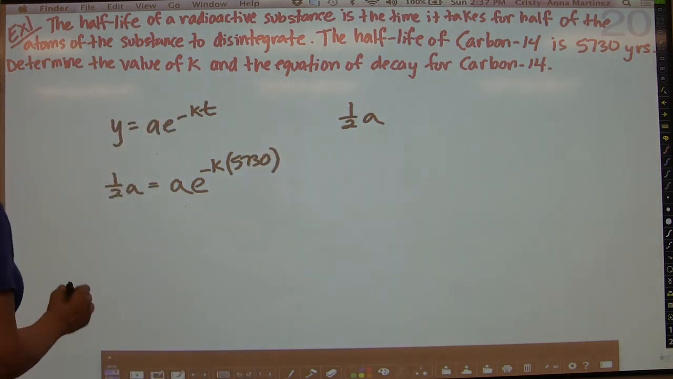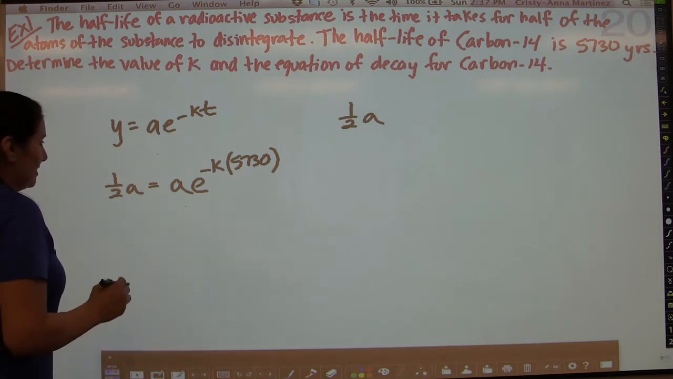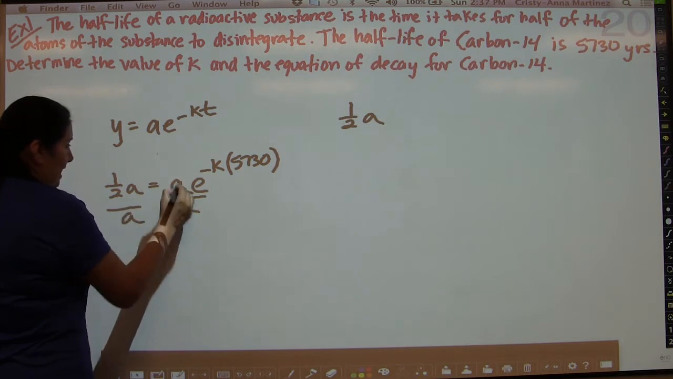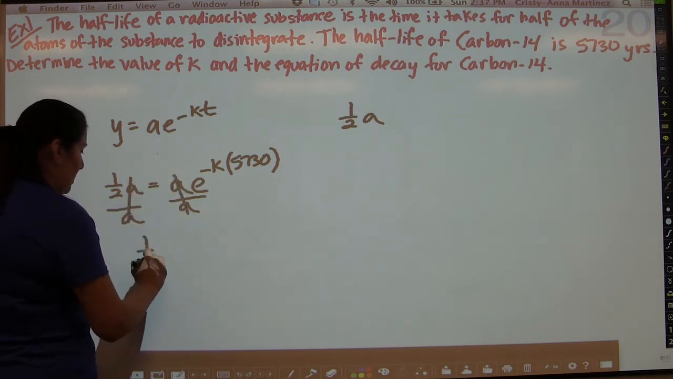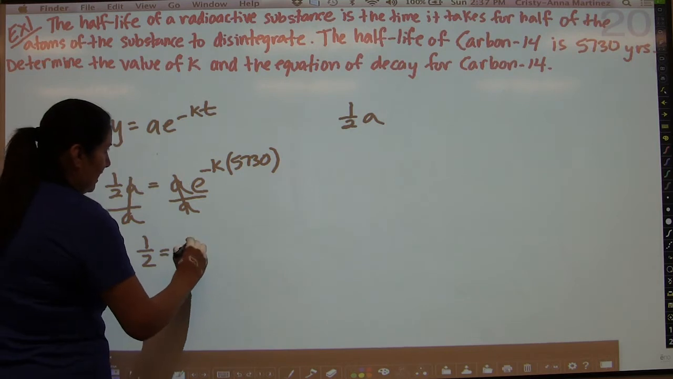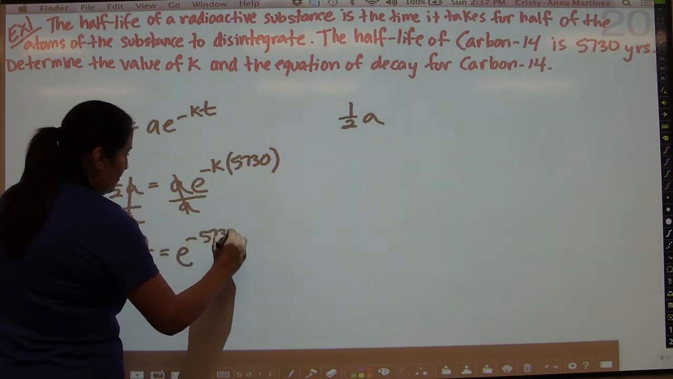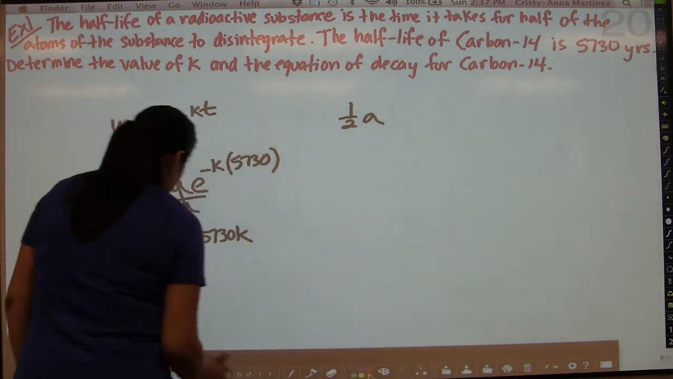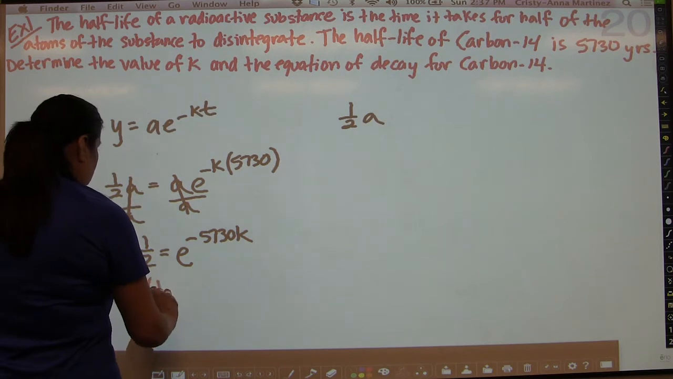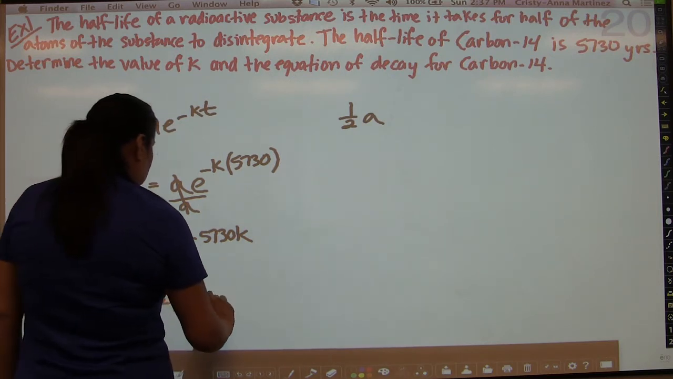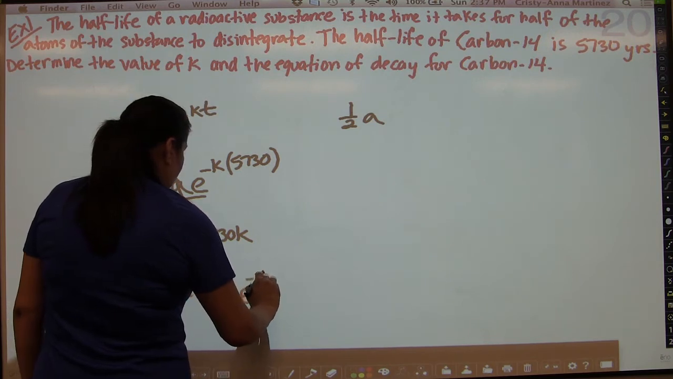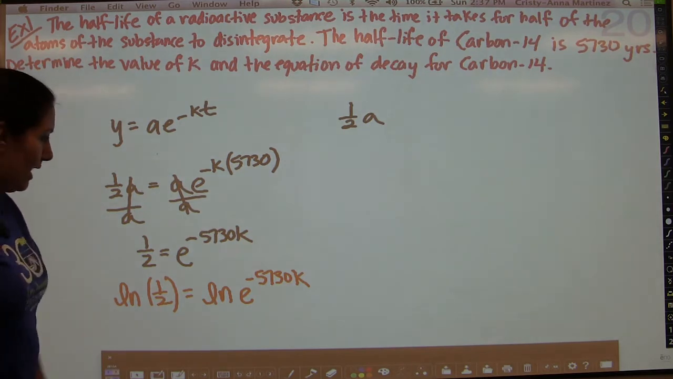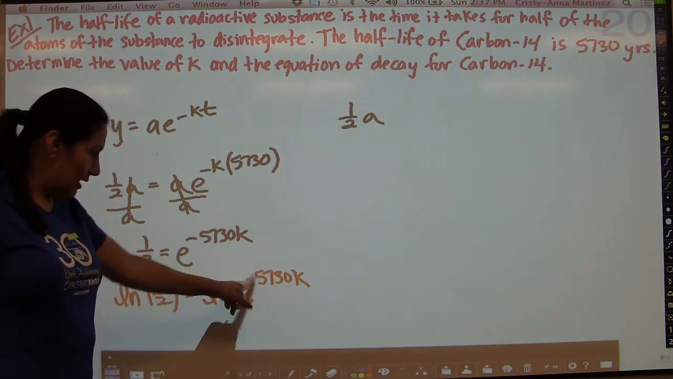And so just like that, we're going to solve for K. And what's going to happen here is kind of nice. When you divide by A on both sides, the A's are going to cancel on both sides. So you're going to get 1/2 equals e to the negative 5,730 K. And then you're going to take the log of both sides. So we're going to get ln of 1/2 equals ln of e to the negative 5,730 K. And then we know that the exponent comes out in front.